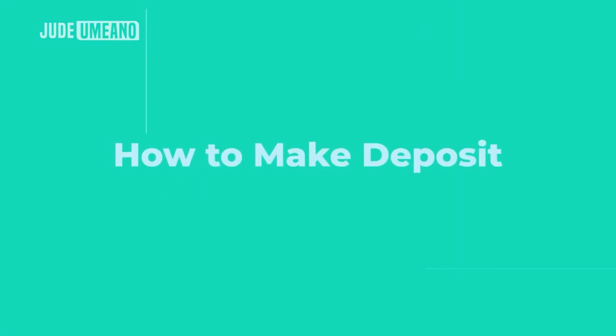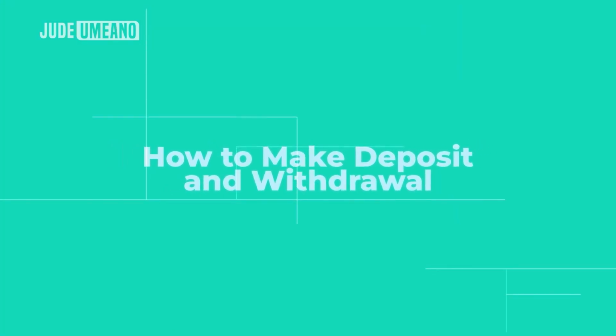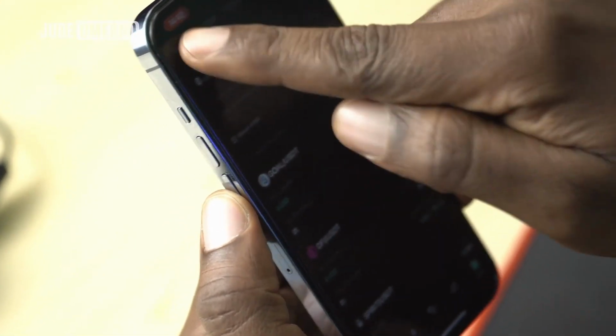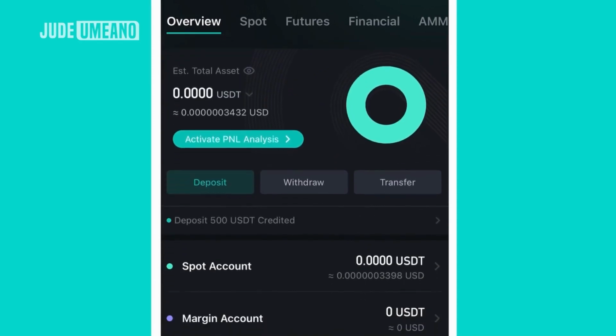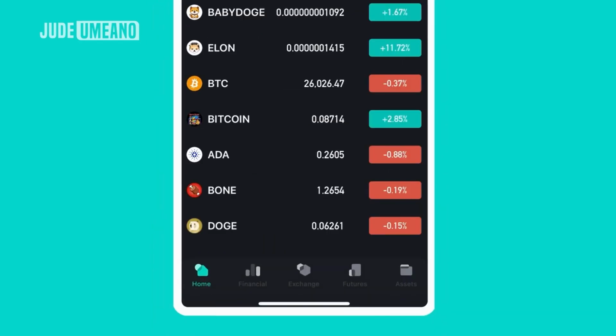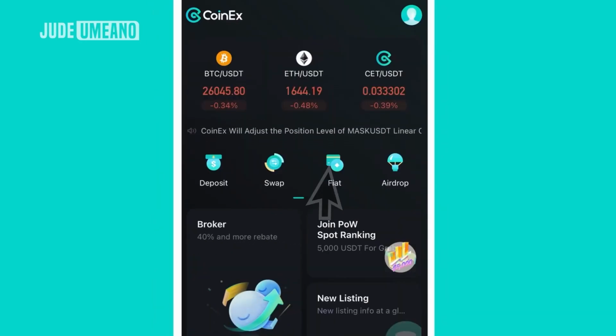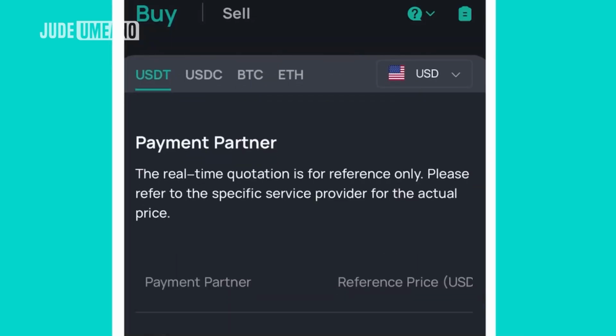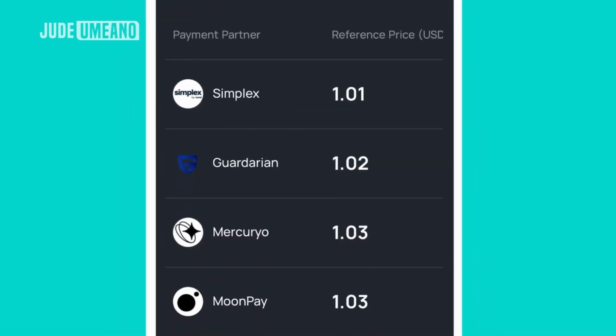But how do you make deposits first? So you can deposit fiat first, or you can deposit crypto. To deposit fiat, we'll go back to the home and we'll go back to the section where we have fiat. So in this section, you can actually deposit USDT, USDC, Bitcoin, or Ethereum using your bank card.